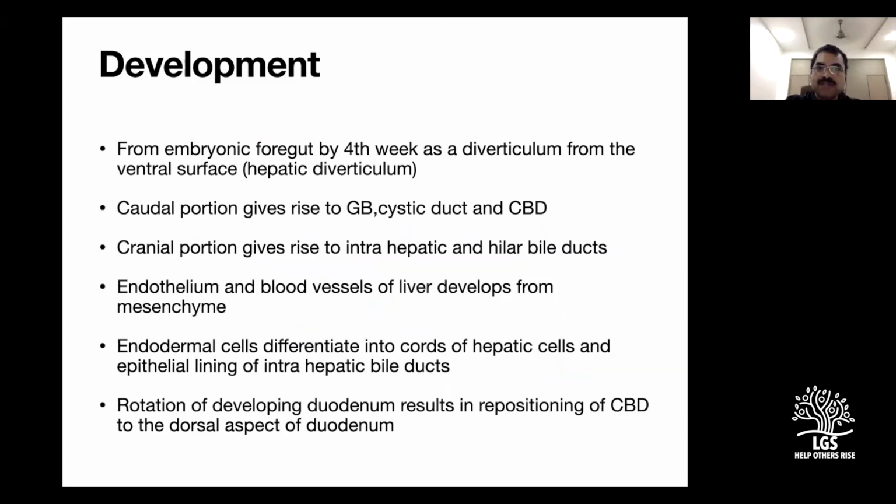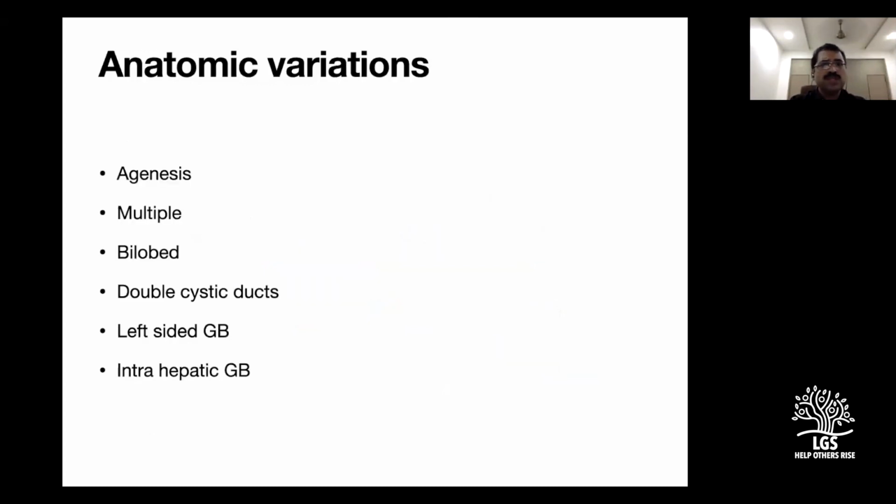The endothelium and blood vessels of the liver develop from the mesenchyme of the septum transversum, and endodermal cells differentiate into cords of hepatic cells and the epithelial lining of the intrahepatic bile duct. Finally, once the rotation is complete and the duodenum is rotated, the bile duct comes to a retroduodenal position. There are many anatomical variations described in the gallbladder, like absence of gallbladder, multiple gallbladder, bilobed gallbladder, double cystic duct, left-sided gallbladder, and intrahepatic gallbladder.